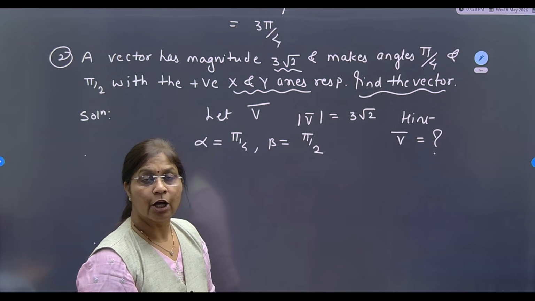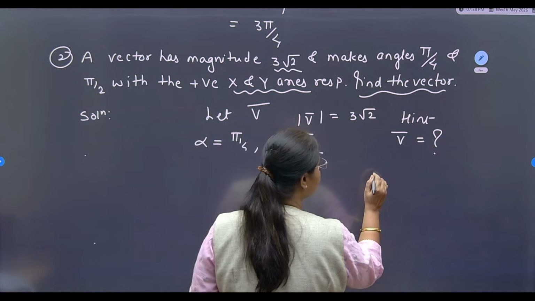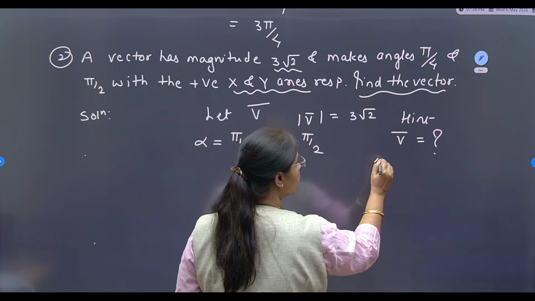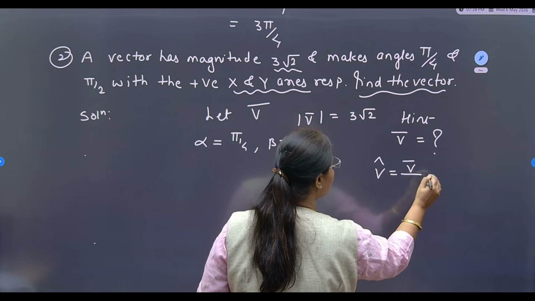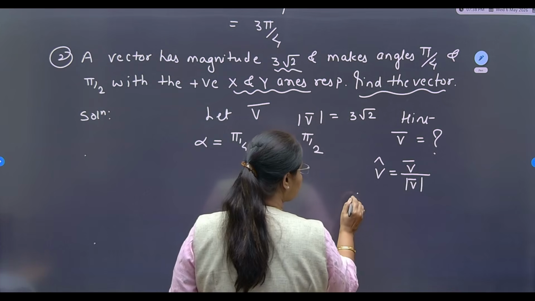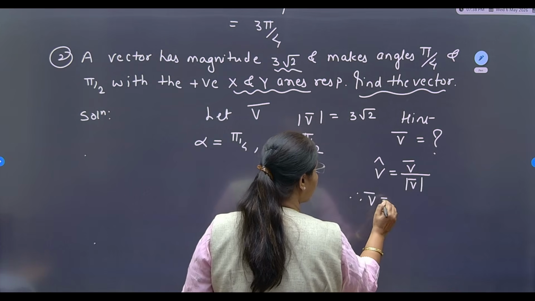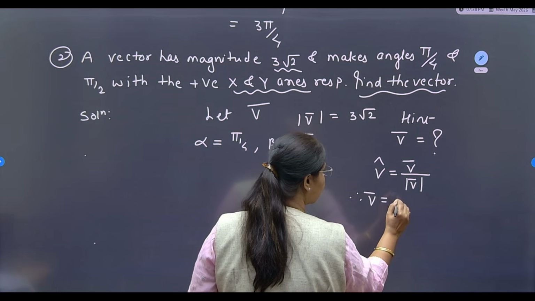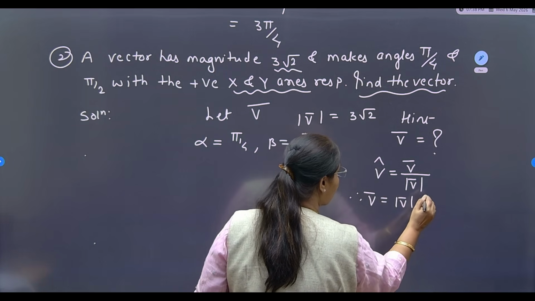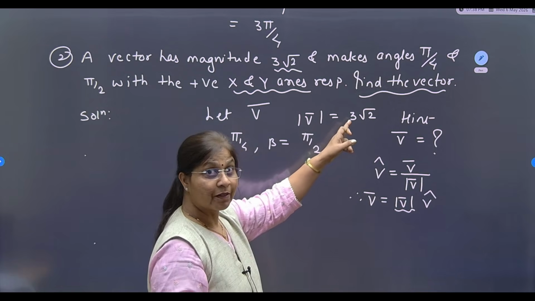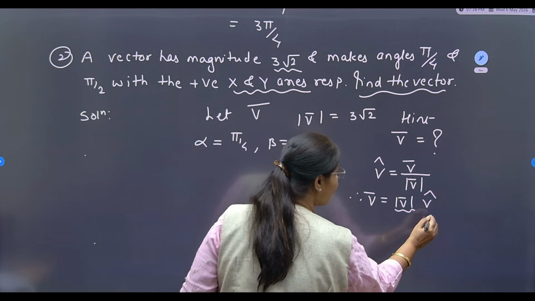Then we know that the unit vector parallel, that is along the vector V bar, is V cap equals V bar upon its magnitude. Correct? Then next question, find V bar. Therefore V bar is equal to the magnitude of V bar into V cap. Here the magnitude is given as 3 root 2. Therefore, first we have to find V cap.